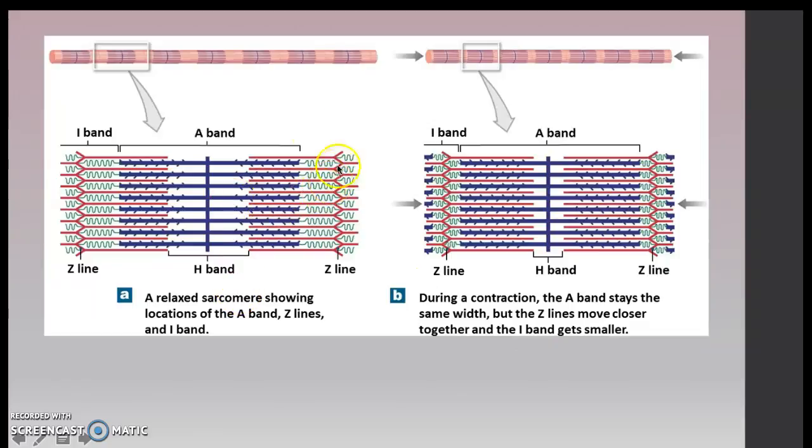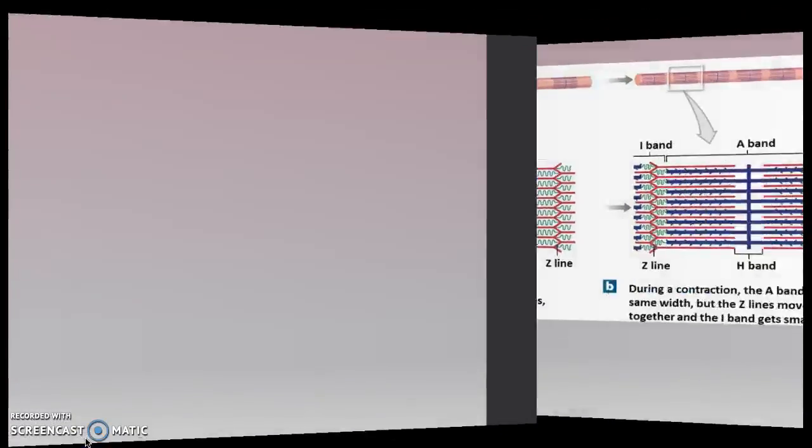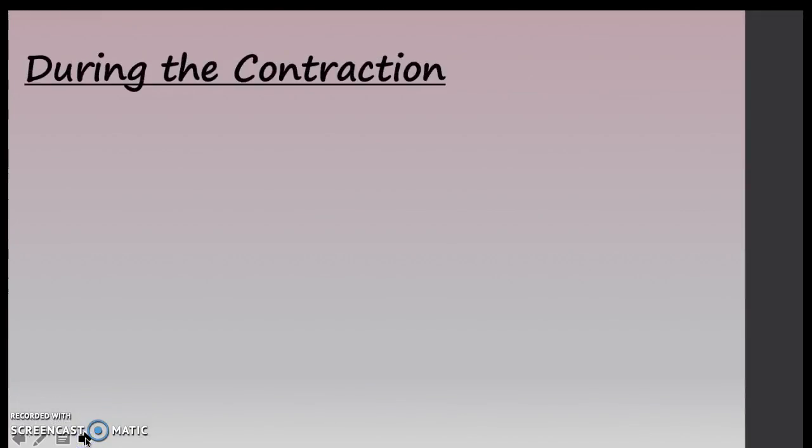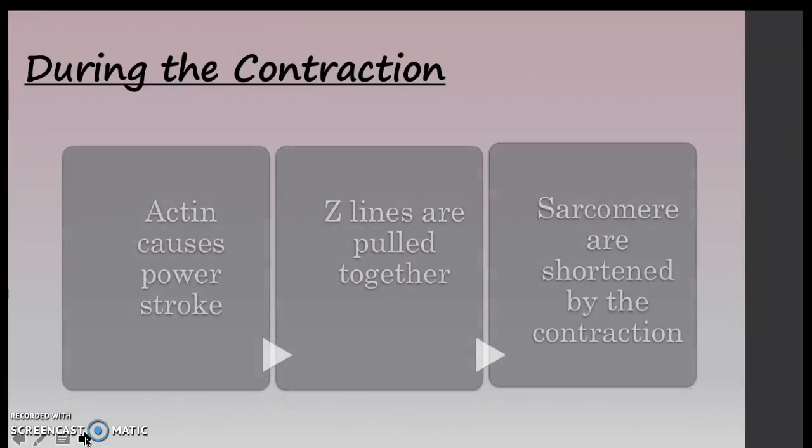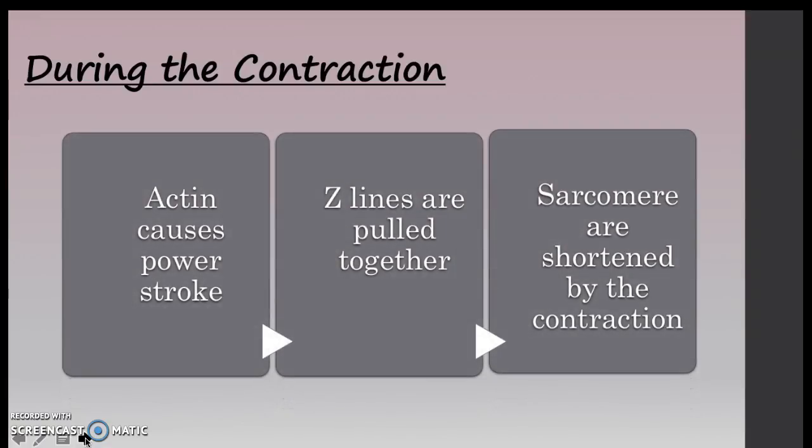And on this side, it shows what happens before the contraction, and this is during the contraction. So the I bands get smaller. And here is just a summary of this. So the actin causes the power stroke, the Z lines are then pulled closer together, and then lastly the sarcomeres are shortened by the contraction.